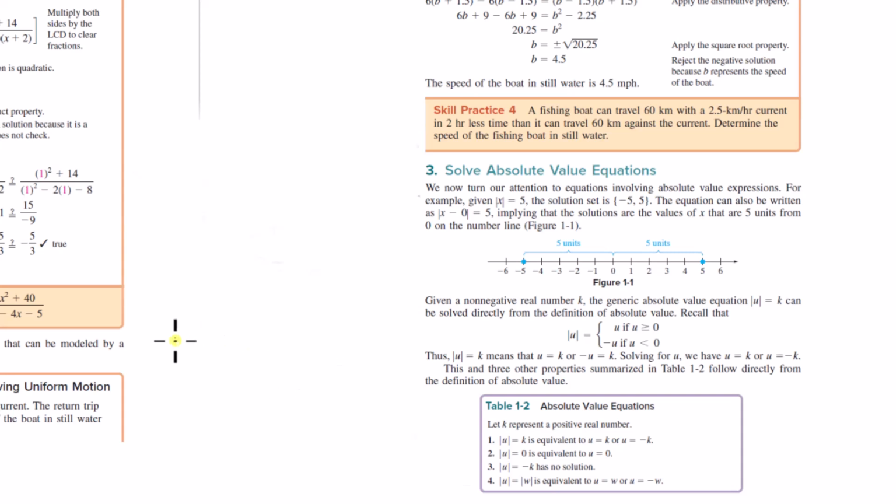So it says that if you have the absolute value of some variable expression is equal to a positive real number k, then the solutions to this are that the expression is equal to k, or the expression is equal to minus k.